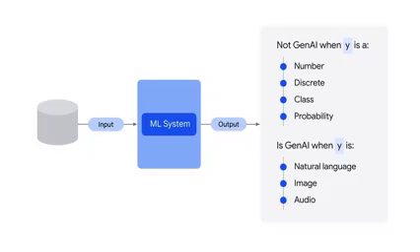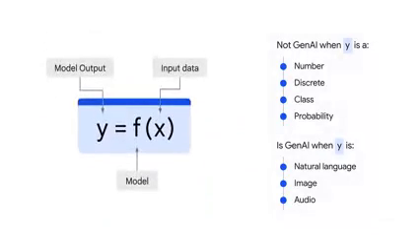I've got your back. This illustration shows a good way to distinguish between what is Gen AI and what is not. It is not Gen AI when the output, or y, or label, is a number or a class, for example, spam or not spam, or a probability. It is Gen AI when the output is natural language, like speech or text, audio, or an image, like Fred from before, for example. Let's get a little mathy to really show the difference.